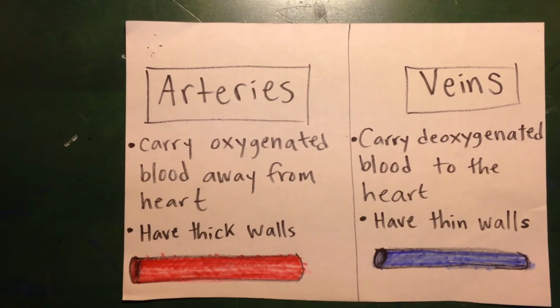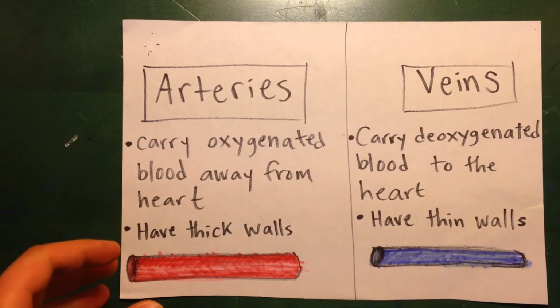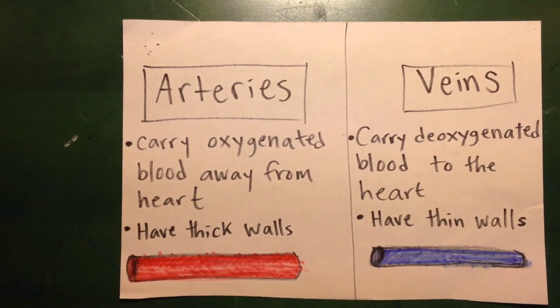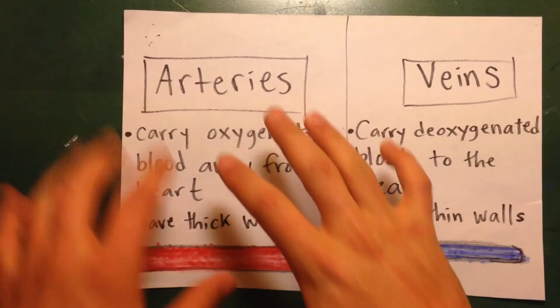So a characteristic of arteries is that they have thick walls. The reason why they have thick walls is because the heart is pumping blood away from the heart, and the arteries need to have thick walls in order to withstand that blood pressure and not pop somehow. So that's why arteries have thick walls. They need to withstand that pressure that's being directly pumped away from the heart in high pressure. Okay, so that's arteries. So arteries are in red.